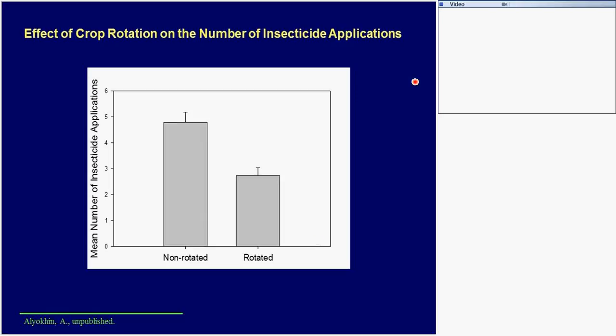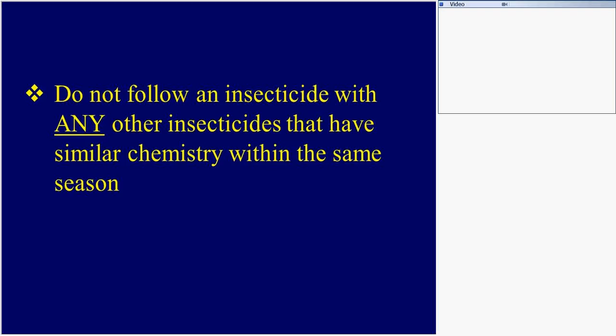So IPM is not just a way to save the environment. It's also the way to increase sustainability of your chemical control. It will last longer if you have those practices. Okay. If other control techniques are impossible, or possible but do not provide sufficient control, then chemically different insecticides should be used.